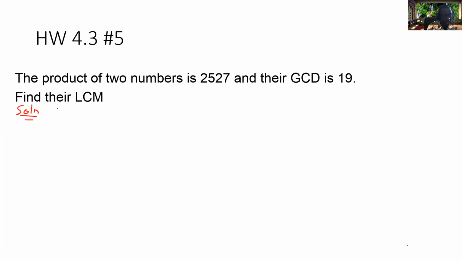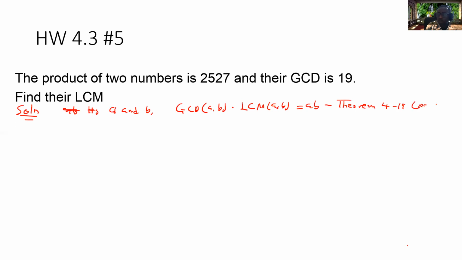If you remember, if you have two numbers A and B, and you find the greatest common divisor of A and B, and you multiply it by the least common multiple of A and B, it is equal to the product of the numbers A and B. In fact, this is Theorem 4.19 on page 220.